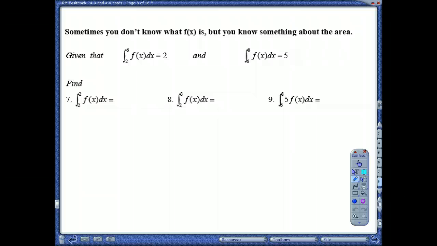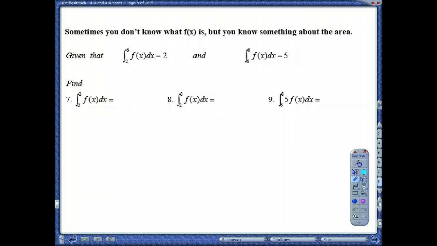So they tell us that from 2 to 6, we know that the integral of f of x is 2. So the area under the curve from 2 to 6 is 2. The area under the curve from 6 to 8 is 5. So let's see if we can figure out what these guys are equal to.